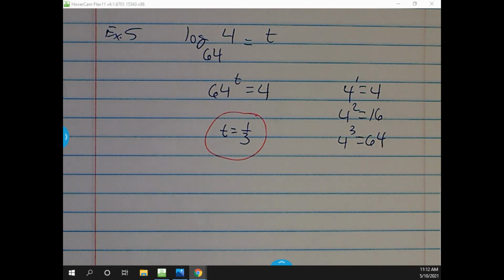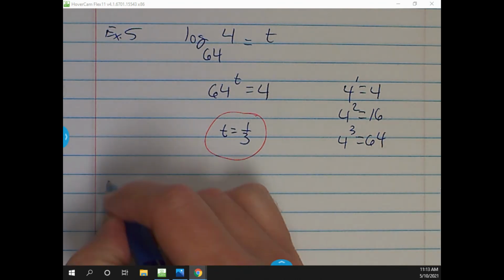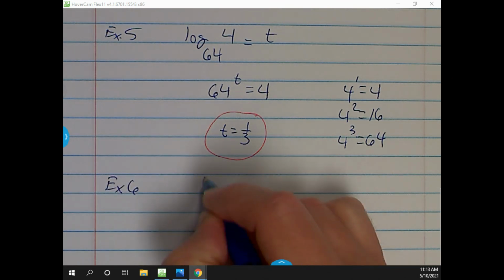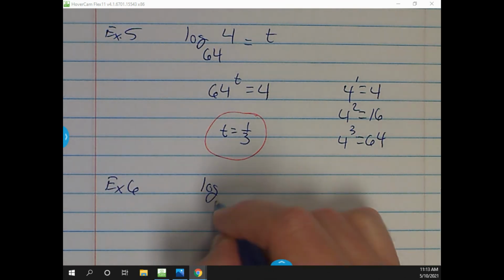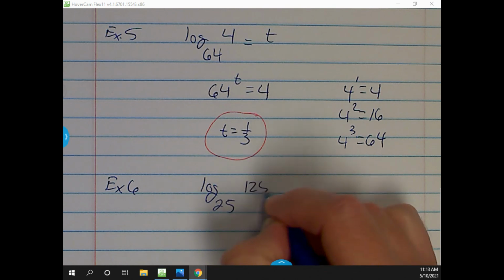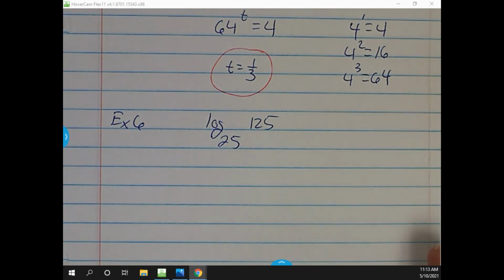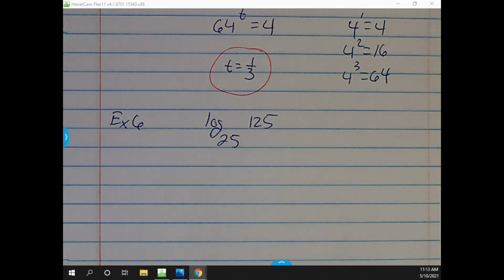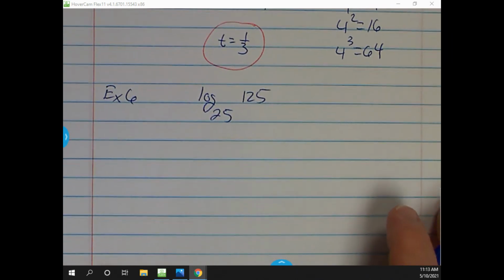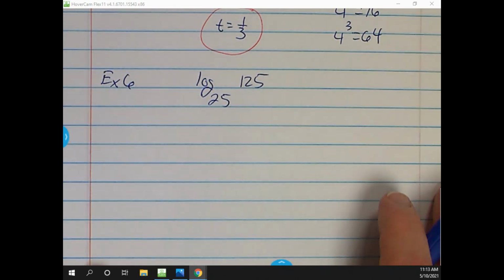Here's the one that I was kind of hesitant on. So we've got log of 125 base 25. They'll ask you to solve it, evaluate it, simplify it, something like that. So everything should be, I think, either evaluate or solve when we're going through these.